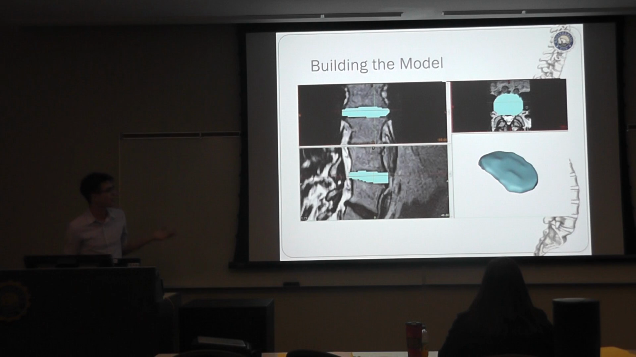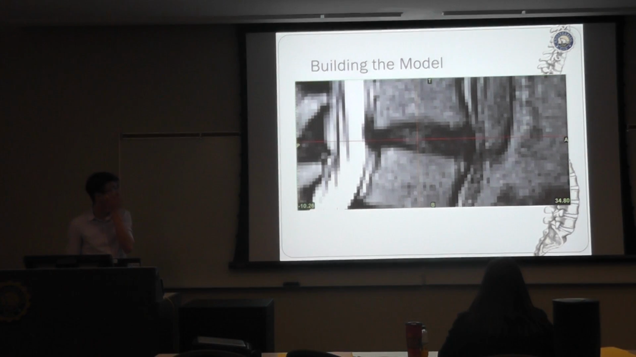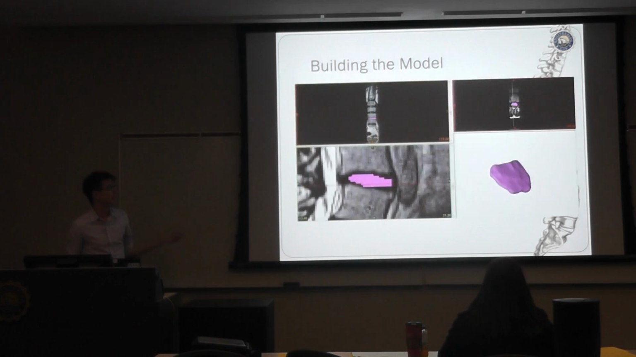And then going back to zooming in on our L4, L5 disk here, you can see there's a lighter color in the middle of the disk, so that's the nucleus. Again, we repeat the process, deciding where the nucleus ends and where the rest of the disk begins, and then we can construct our model using the same procedure.